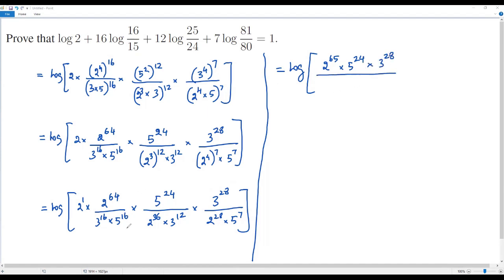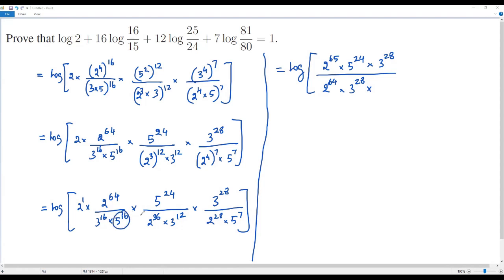Okay, now let me multiply the values we have in the denominator. Here we have two powers with the same base 2. So the same thing, we can take the base once and we have to add the exponents. When I add 36 and 28, I am getting 64. Here we multiply these two powers with the same base 3. So we can take the base once, that is 3 to the power of, we can add the exponents. That is, when I add 16 and 12, I am getting 28.